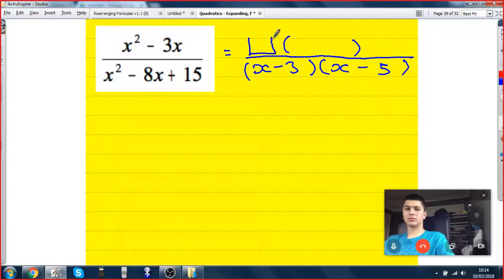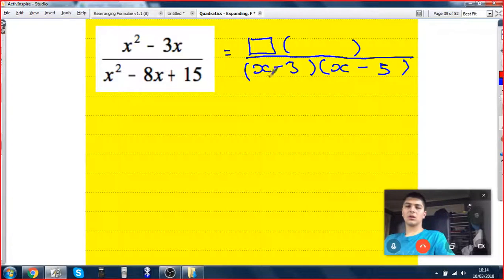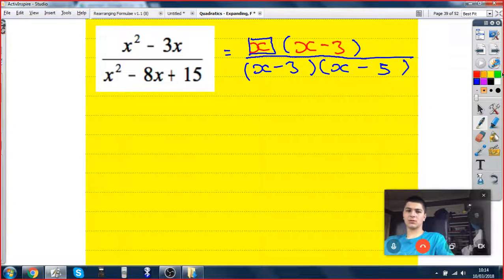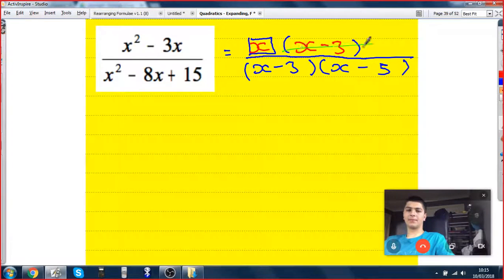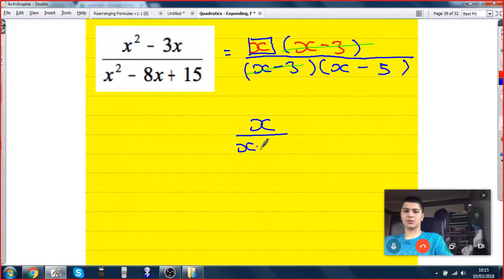So would it be x? Would it be x in the first bit, then put x minus 3? Correct. Yeah. And yep, so you take away both x minus 3's, and then you've got x over x minus 5. And that's it. Okay. Because you can't possibly factorize the top and the bottom either.